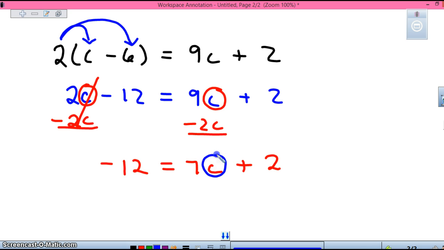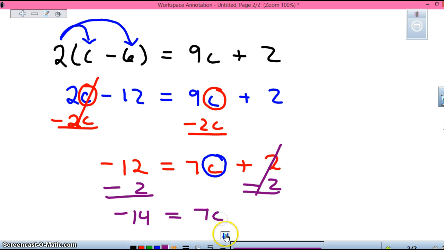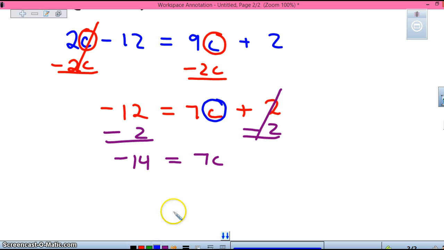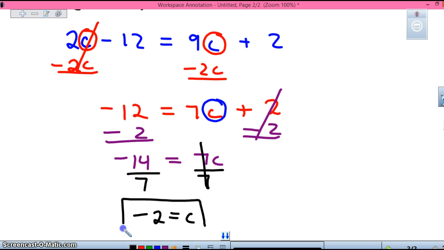Got our variable here, so now we have to start solving for the variable. Subtract 2 from both sides. Negative 14 equals 7c. We have to divide by 7. Negative 2 is equal to c. Any questions?